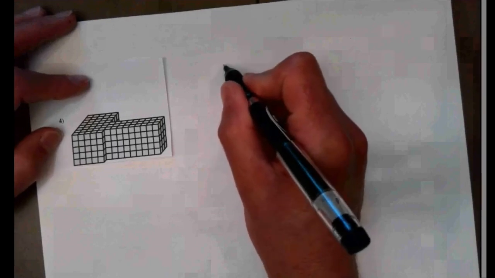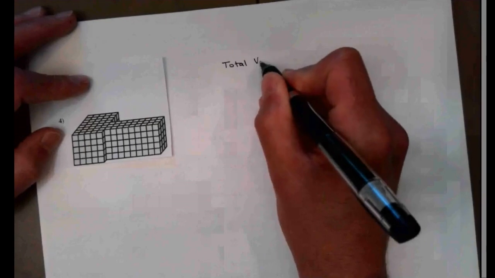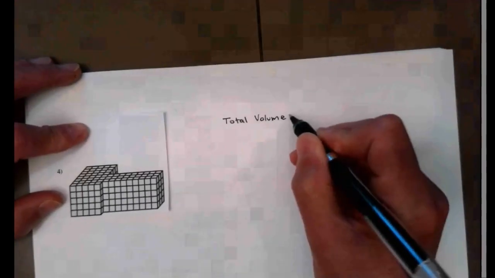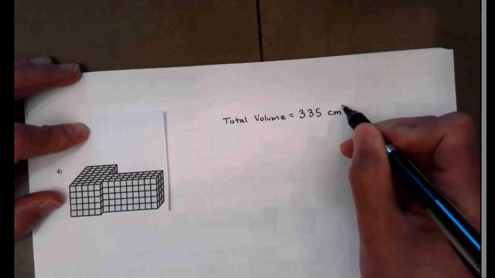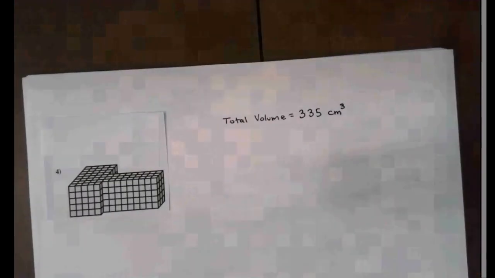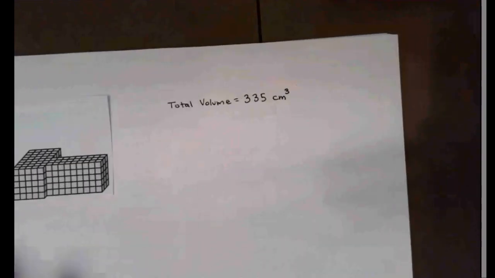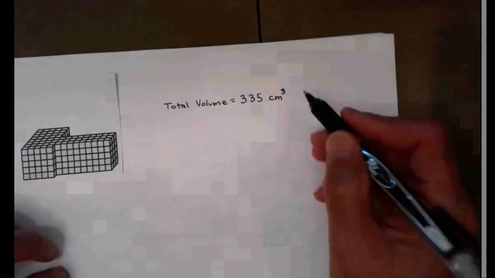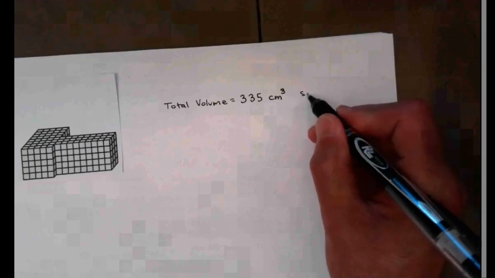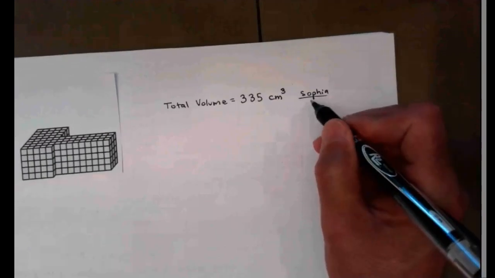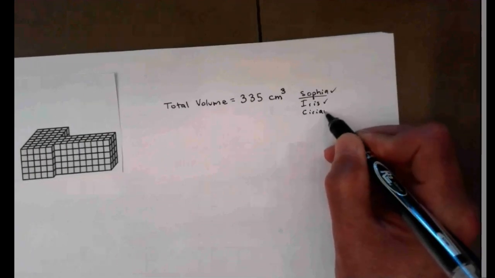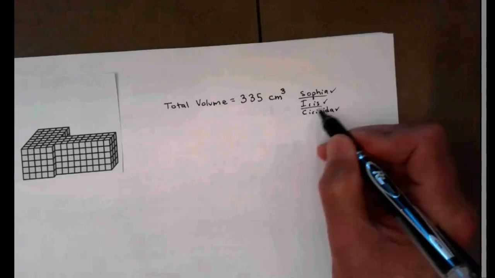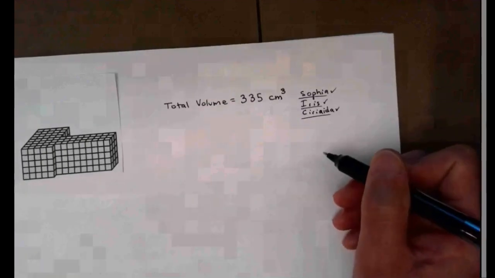Well, first, Araceli, what's your answer? I got 335 cubic centimeters. How much? 335 cubic centimeters. Okay. Did anybody get that answer also? I did. Who said that? Me, Sophia. Okay, so Sophia got that. Who else got that answer? Iris. Anybody else? That's it?